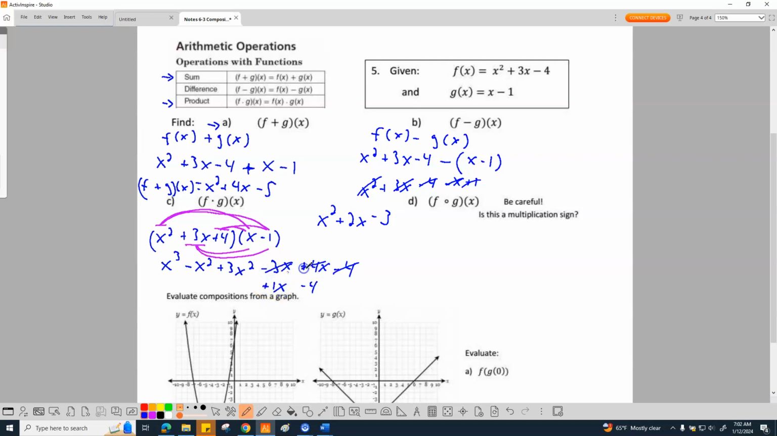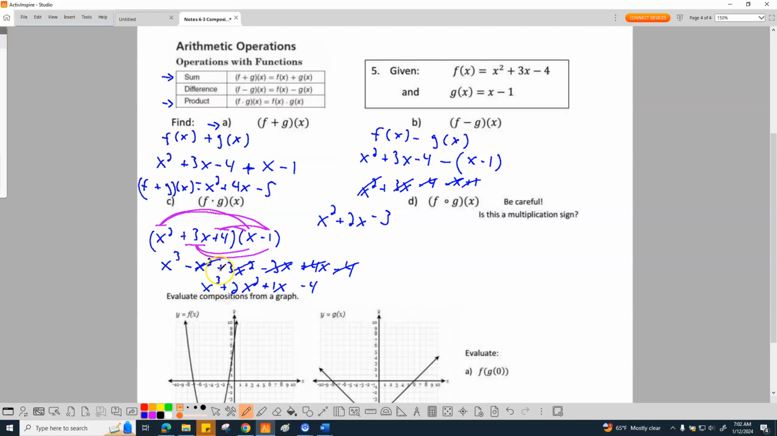I'll cross that out. And then I have the -x squared and the 3x squared. That combines to 2x squared. So I'll cross that out. And then I'm left with my x cubed. And this is a positive 2x squared. And so that's what we have. That's your answer for that one.